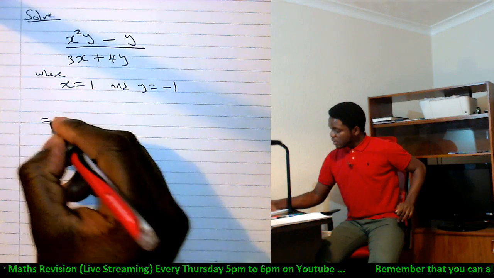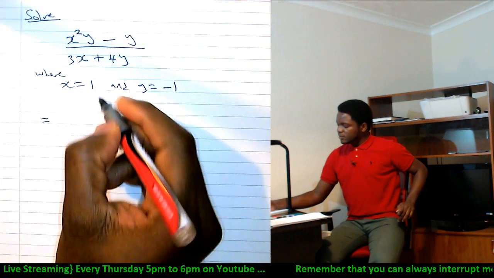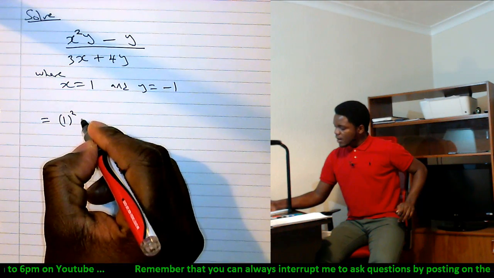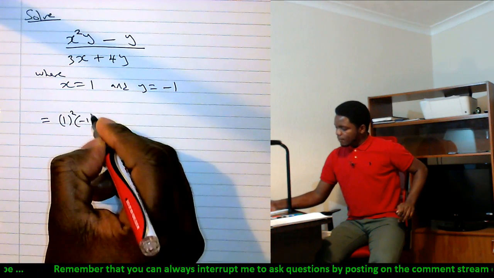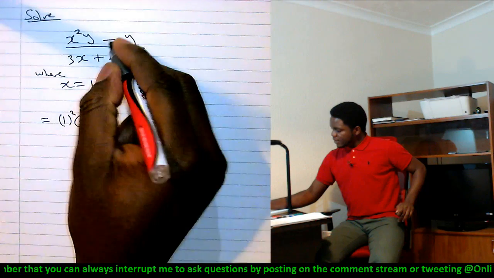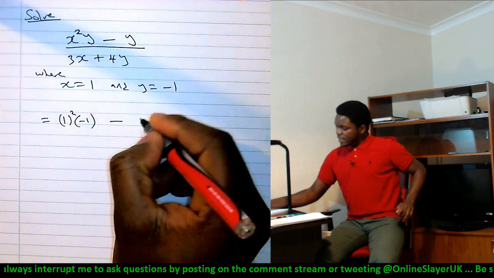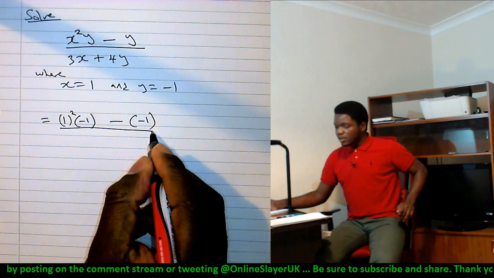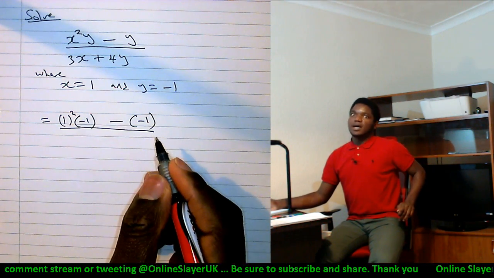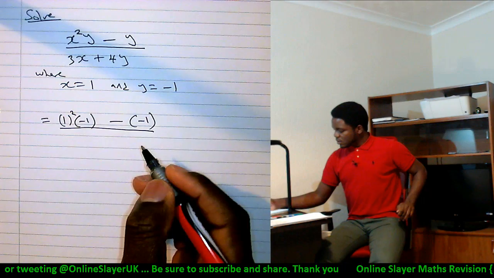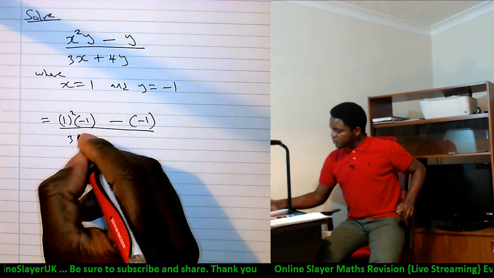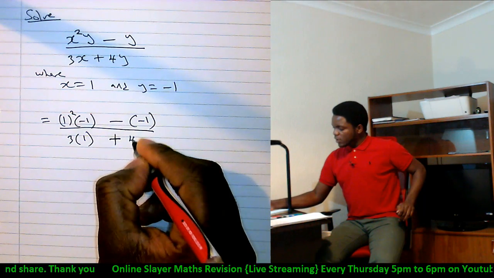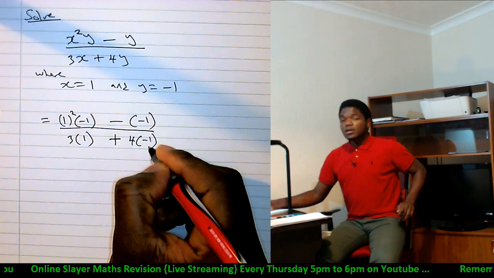That gives you x squared y is going to be x squared, and x is 1, so 1 squared. Y is minus 1, minus 1. Minus out there, y is minus 1, so minus 1. Do you see why you need all the knowledge of plus times minus is minus thing? All right, 3x is 3 into x. What's x? 1. Plus 4 into y. And what's y? Minus 1.